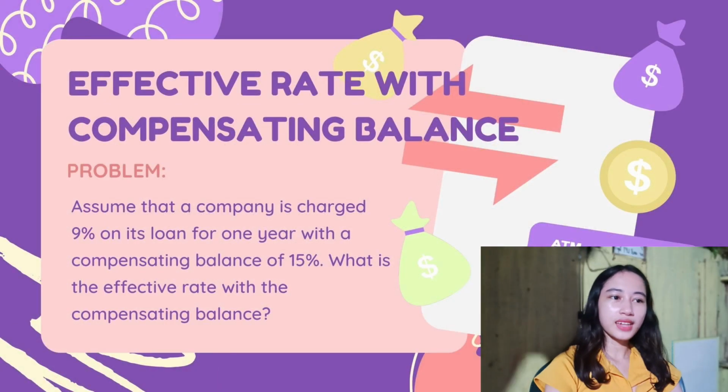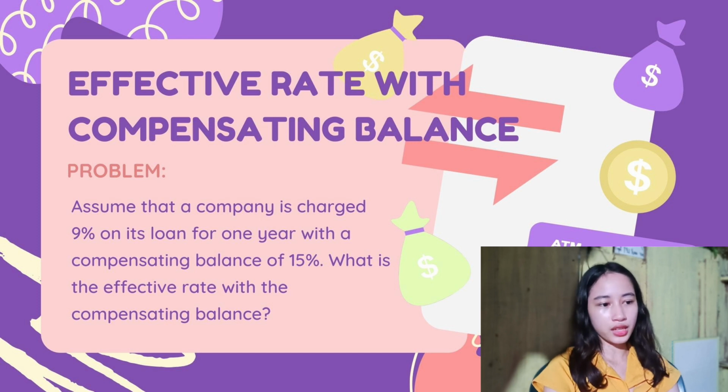So, to discuss the next topic, our next topic is the effective rate with compensating balance. As previously mentioned, the formula to compute for the loan to be borrowed is the amount needed divided by 1 minus C. The same concept will be applied in this case, except that the numerator this time is the interest rate.